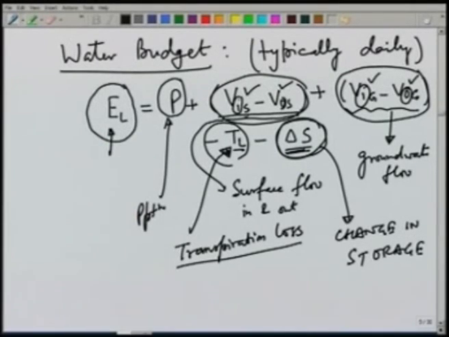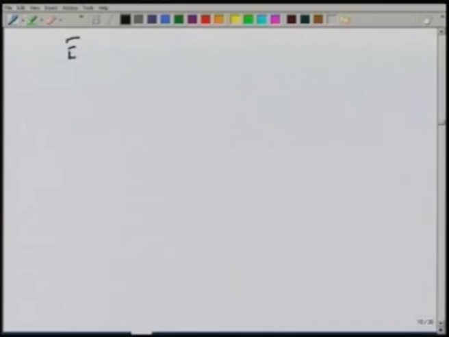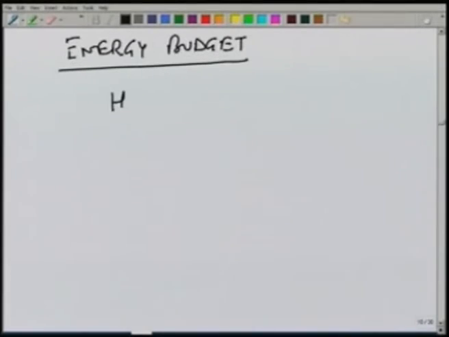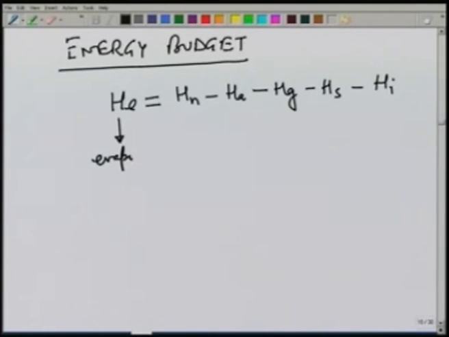And therefore, we can go for an energy budget approach, in which we look at the total energy coming to the body and the amount which is lost, and therefore the remaining is used for evaporation. So if you look at various components, we can write the heat energy which is used for evaporation as HN minus HA minus HG minus HS minus HI. This is the heat energy used for evaporation. So all of these H are energy, which is really heat energy.